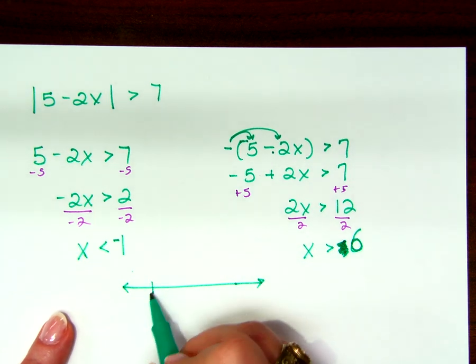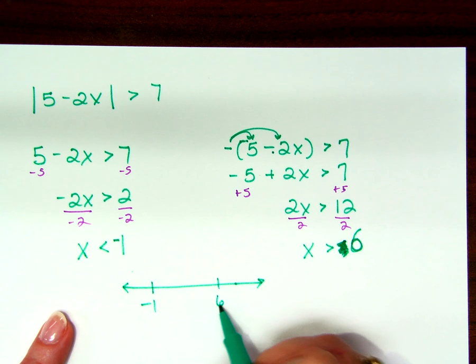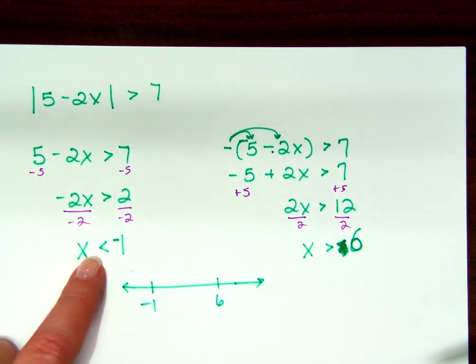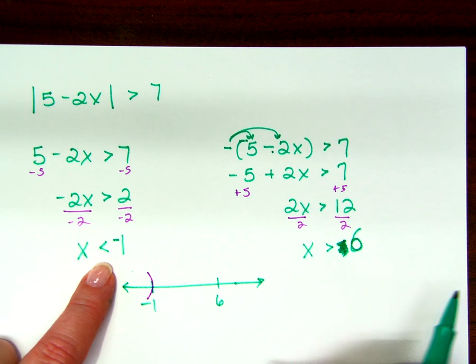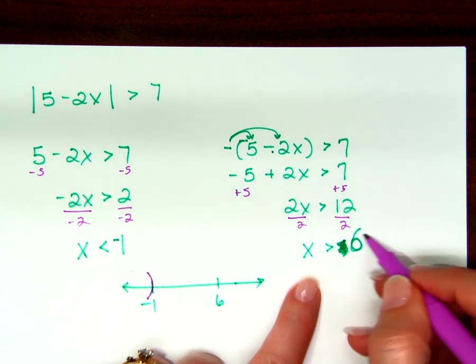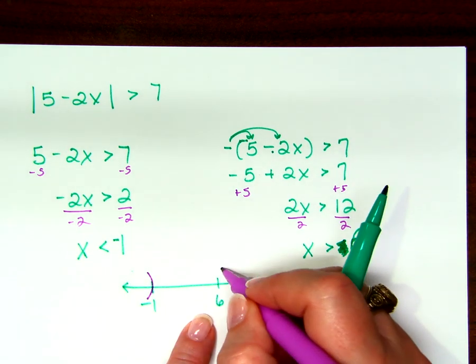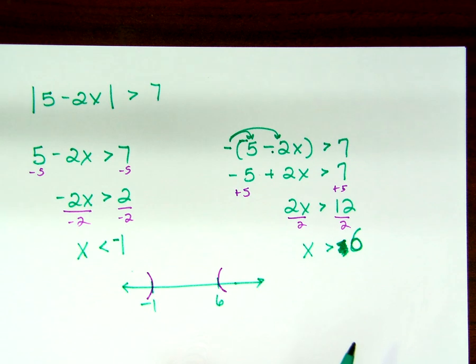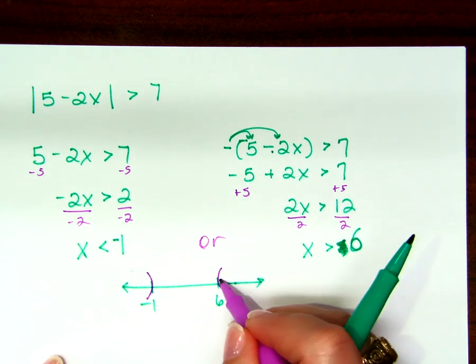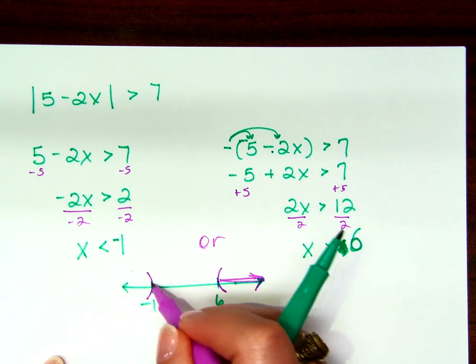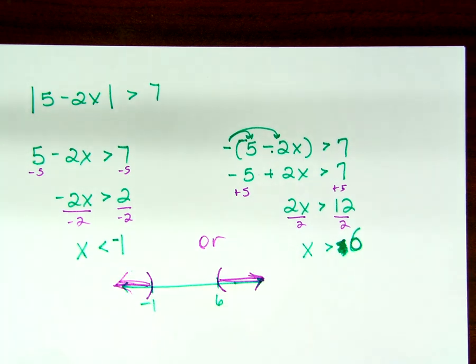So I've got my -1 and my 6. X is less than -1, so that's a parenthesis on -1 going the less than way. X is greater than 6, so that's, ooh, what's this? Or. It's definitely or. Because this one goes this way, and this one goes this way. Okay?